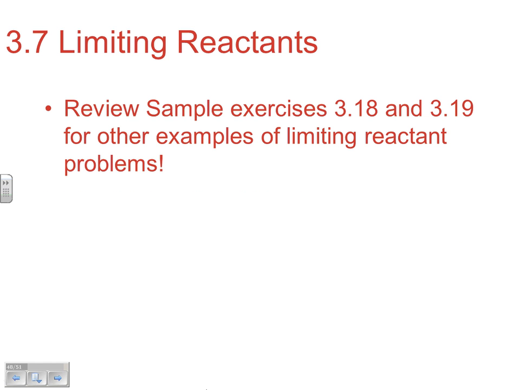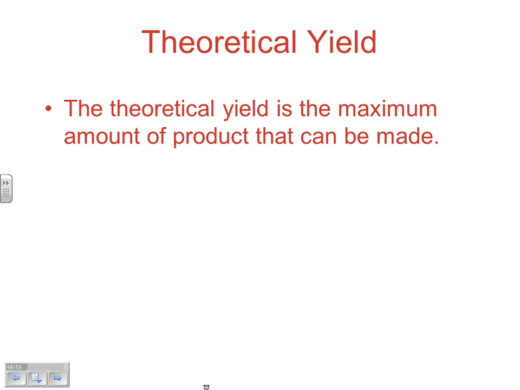So that's a type of calculation you should be able to handle. Make sure you go through sample exercises 3.18 and 3.19 to see other examples of limiting reactant problems. It's one of the most important math ideas of the chapter because we apply it in so many different situations. Stoichiometry is huge in AP chemistry, and stoichiometry is often about limiting reactants.